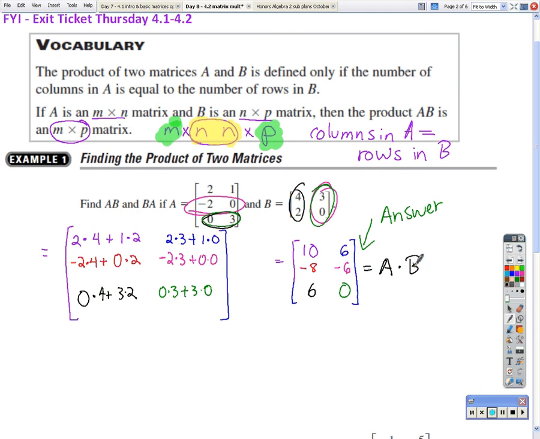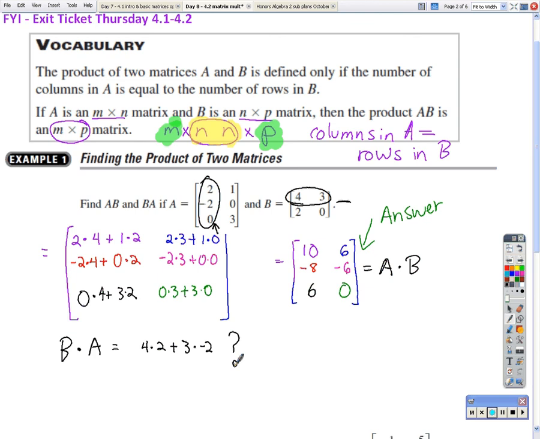Let's see if we can do B times A. Now, I'm going to make a mistake on purpose. I want you to watch what happens when I do B times A. If I try to do B times A, I would take the first row of B and the first column of A. And look what would happen. I would have 4 times 2 plus 3 times negative 2. And then you'll notice I'm all out of numbers in my row, but I still have the 0 left in my column. Why is that?